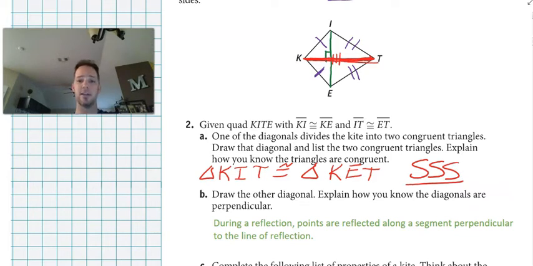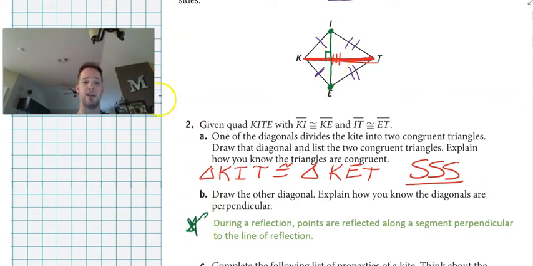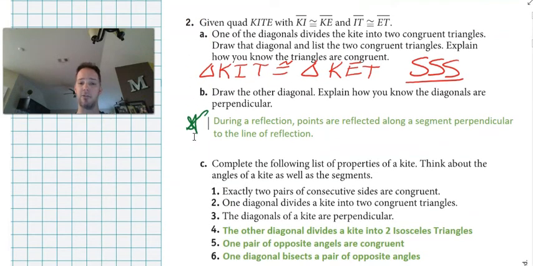Well, if these are congruent triangles and KT is a line of reflection, one of the properties that we learned about during a reflection is that points and segments get reflected perpendicularly across the line of reflection. So that means this point here, to get reflected across and be the congruent shape to get reflected to point E, has to go perpendicularly across the line of reflection. So how do we know that the diagonals are perpendicular? By definition, if one is a line of reflection, then being reflected, that point has to be perpendicularly reflected across.